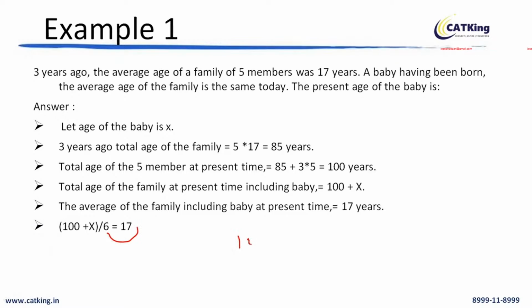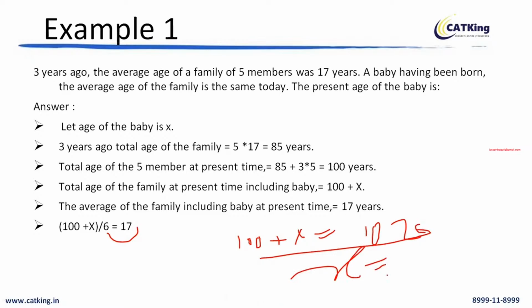So 100 plus x is equal to 6 into 17, which is 102. This 100 then goes to this side, and x becomes 2. I'm sorry if the writing is very poor in quality, but I hope you understand.